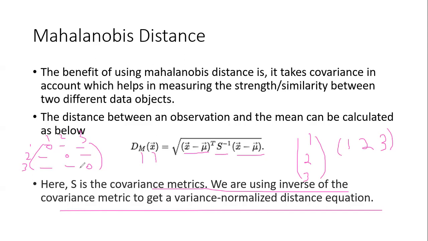So now the question is, I have found out that S is telling me how the different columns are related to each other, how they are varying with respect to each other. How is this helping me find out the distance between a density and this point P or point X? Give a logical reason for why I am finding out this distance. Why am I including the covariance in the distance?